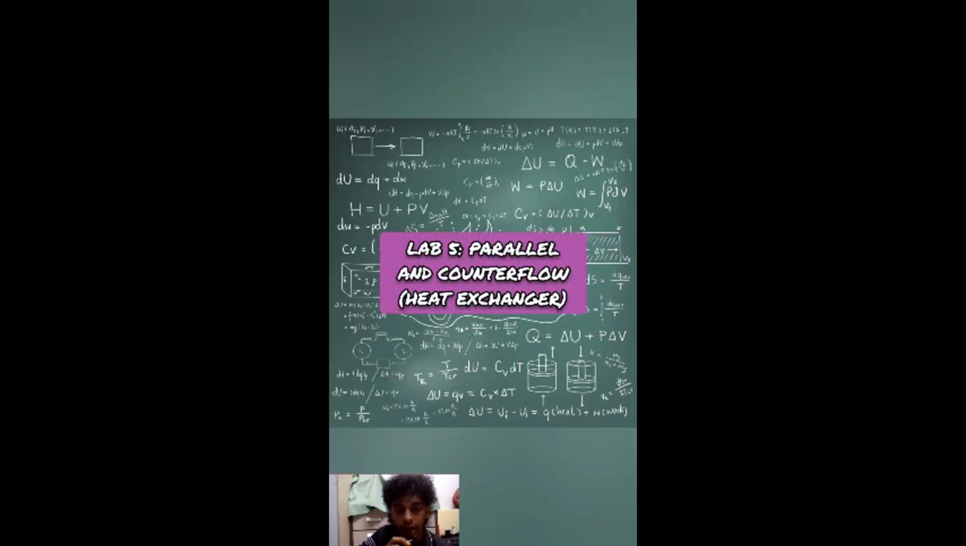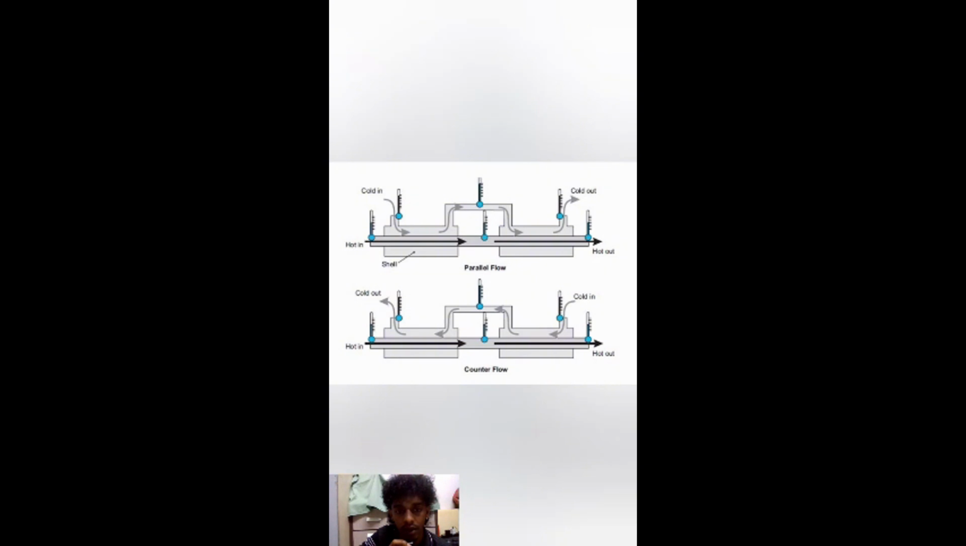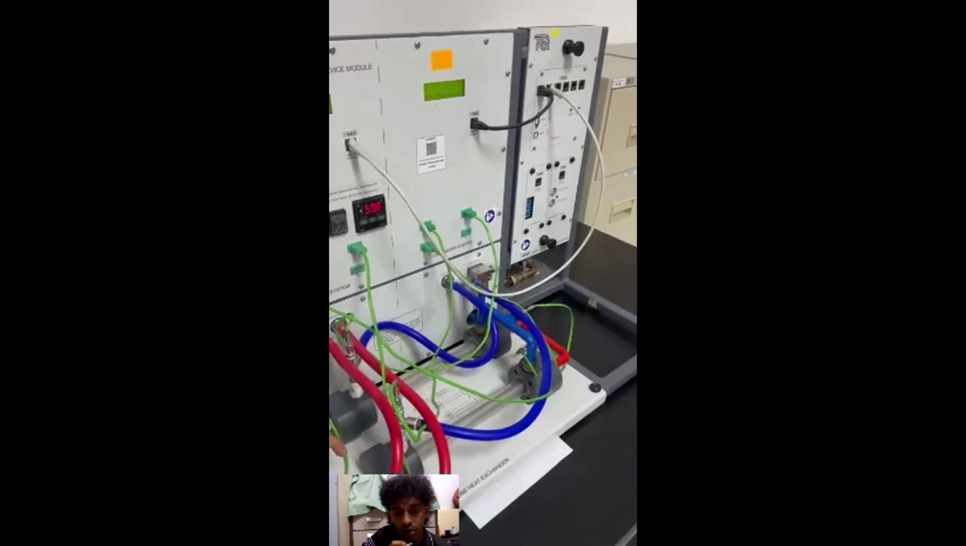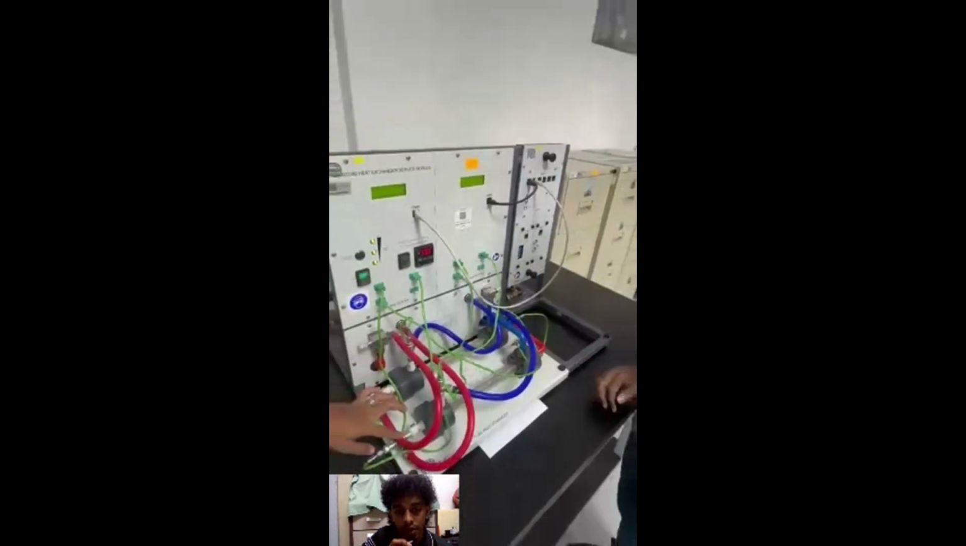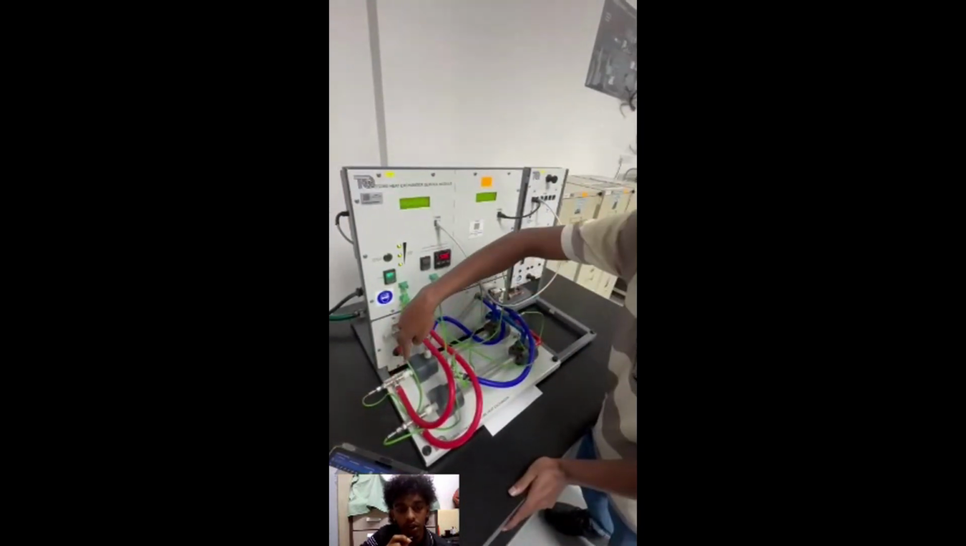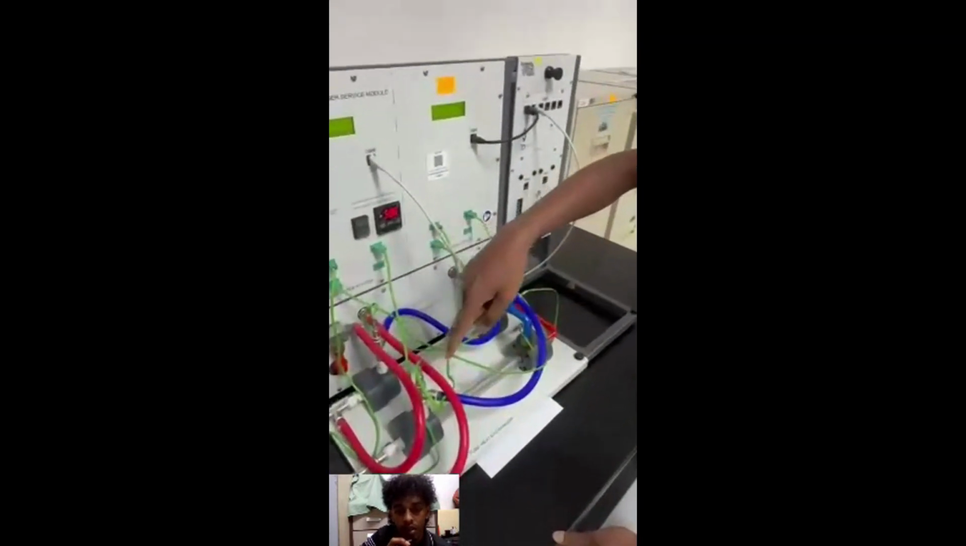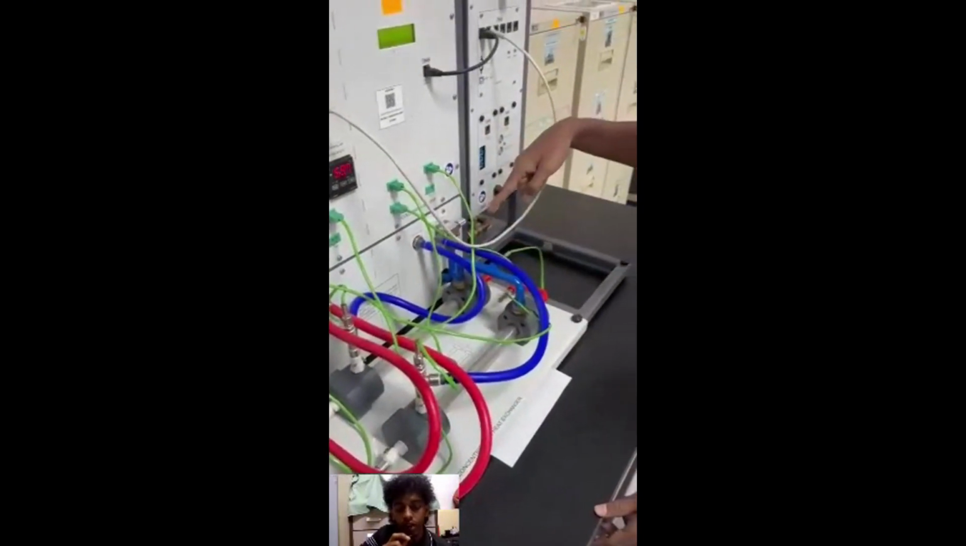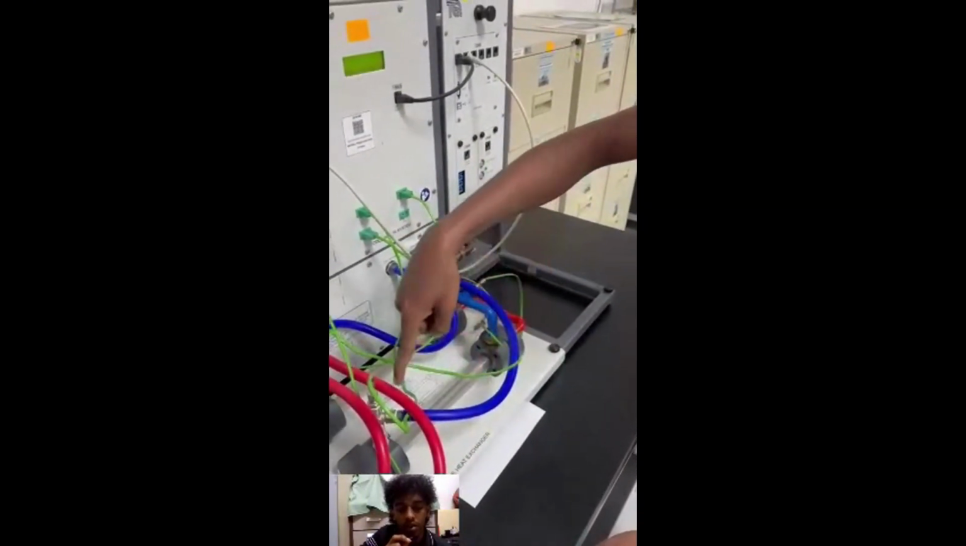Welcome to Lab 5, Parallel and Counterflow Heat Exchanger. In this experiment, we investigate how heat is transferred in the heat exchanger system by comparing two flow configurations, parallel flow and counterflow. The aim is to observe the temperature behavior of hot and cold water under different flow directions, and to understand how flow configuration affects heat transfer efficiency.